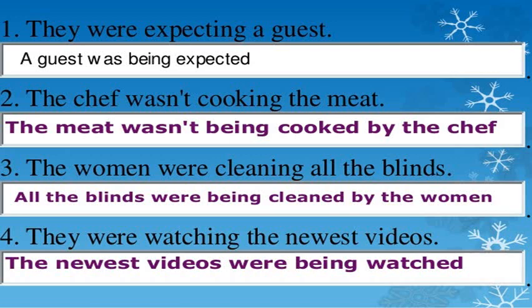Please have a look. They were expecting a guest. So, a guest was being expected by them. The chef wasn't cooking the meat. The meat wasn't being... In the continuous tenses, you must put being. The meat wasn't being cooked by the chef. The women were cleaning all the blinds. So, all the blinds were being cleaned by the women. They were watching the newest videos. The newest videos were being watched.